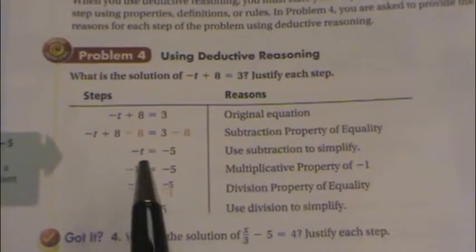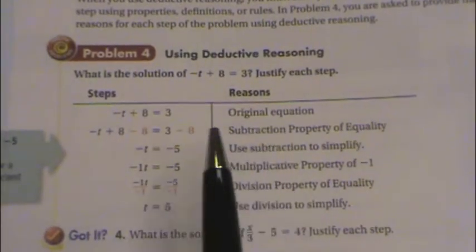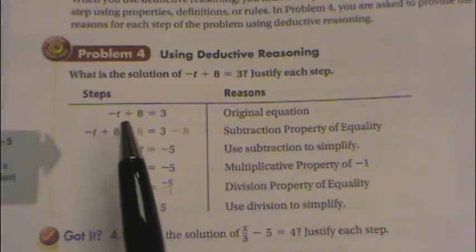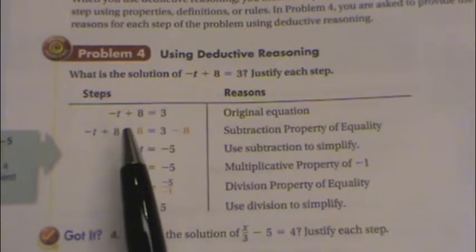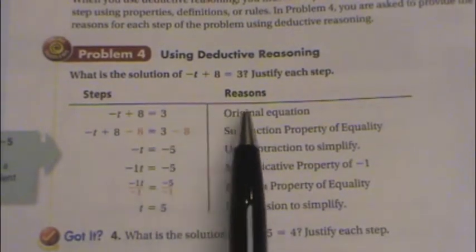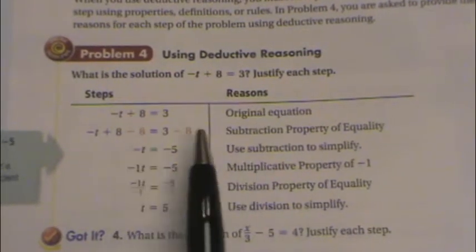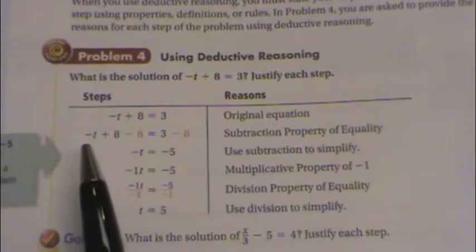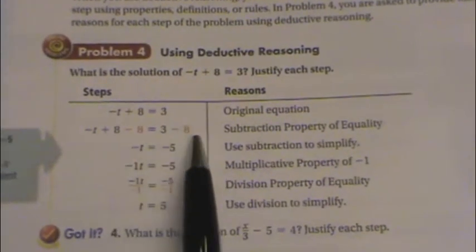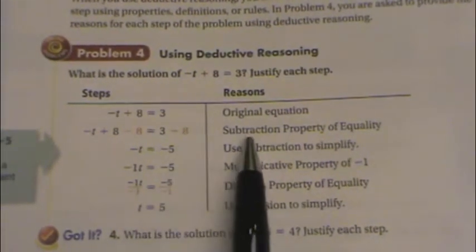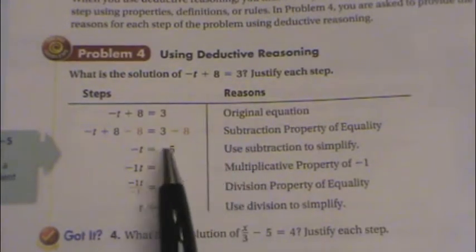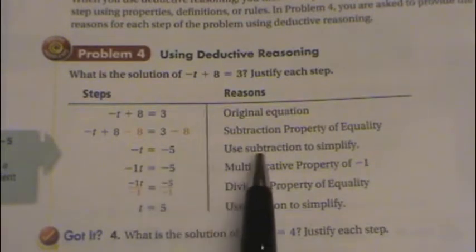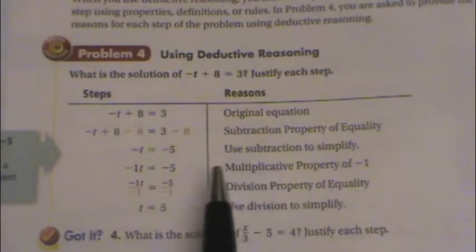In number 4, they're focusing on you remembering the names of all of these rules and properties that we've learned. They've given you this equation, the opposite of t plus 8 equals 3, and then they've taken the time to write out a reason for each action that you take on this equation. T plus 8 minus 8 equals 3 minus 8. Why can you subtract 8? It's the subtraction property of equality. That gives you negative t equals negative 5, because you've used subtract to simplify.